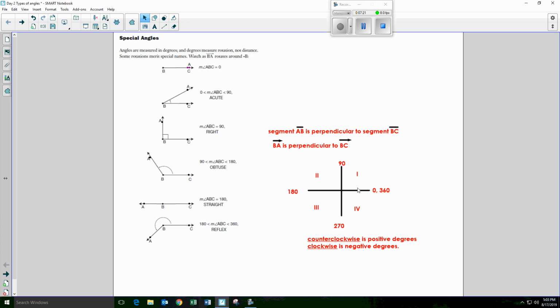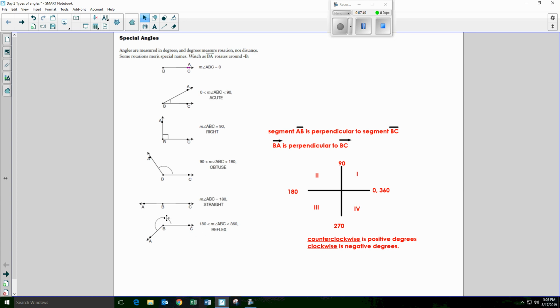So quadrant 1, if I ask you what degrees are in quadrant 1, you tell me between 0 and 90. What degrees are in quadrant 2? Between 90 and 180. What degrees are in quadrant 3? Between 180 and 270. What degrees are in quadrant 4? Between 270 and 360. That would be your answers as far as that.